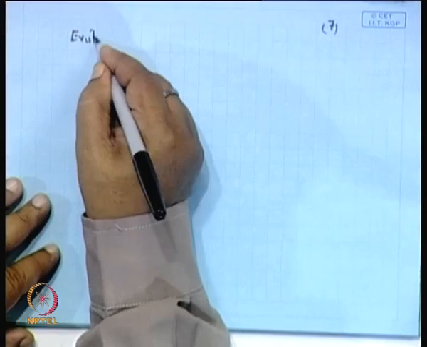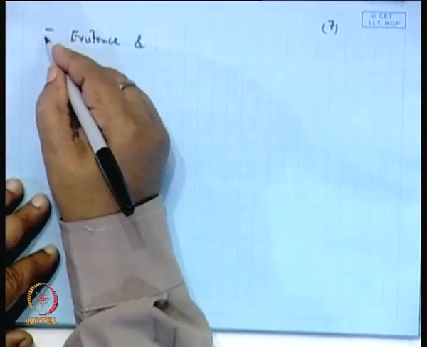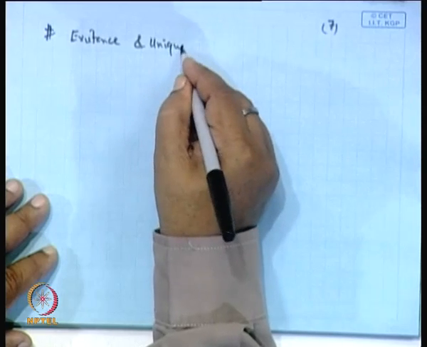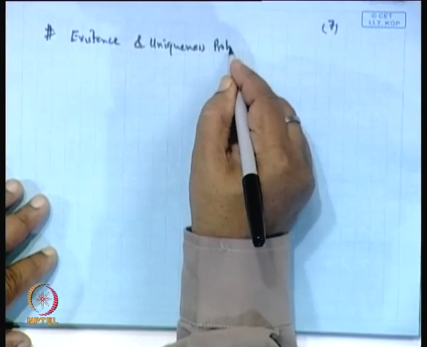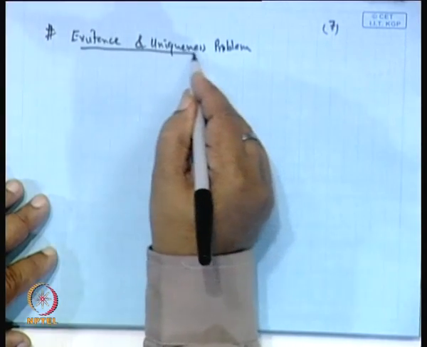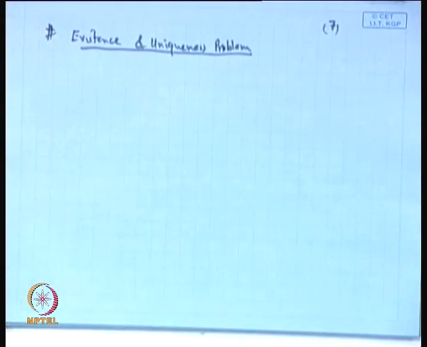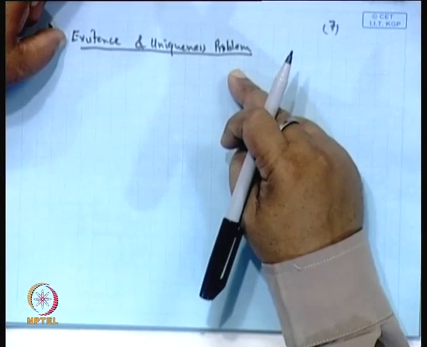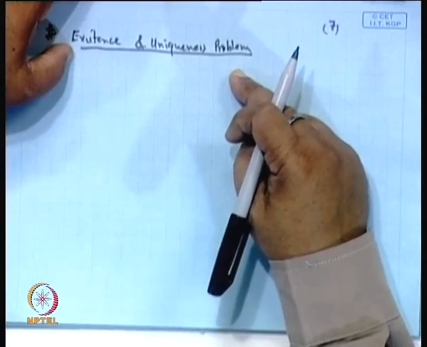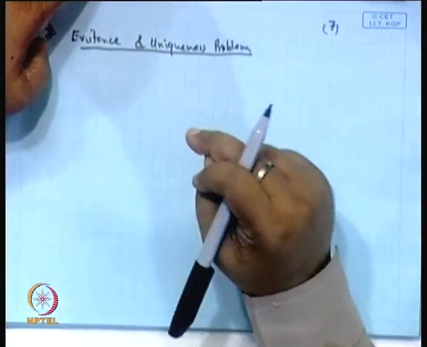Now, the next concept in this is basically the existence and uniqueness problem in the Hilbert space. This is a very important problem, particularly used when we go for the approximation part. Approximation theory, this is a very major thing, existence and uniqueness problem.